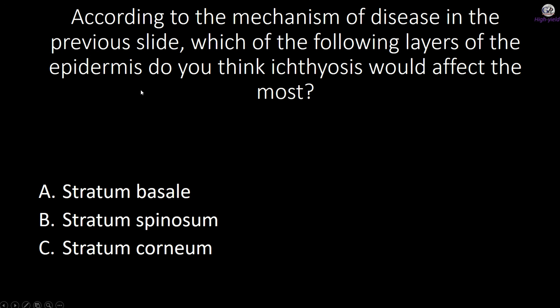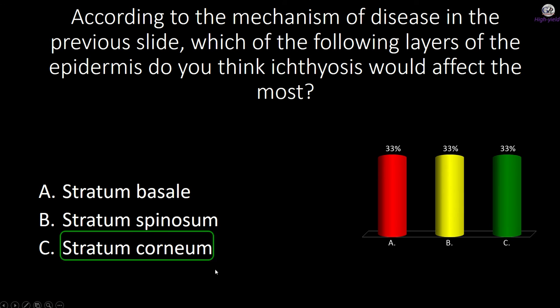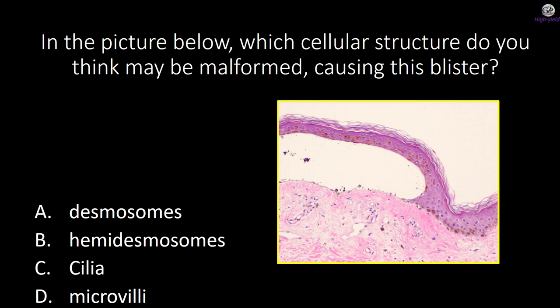So according to this mechanism of disease in the previous slide, which of the following layers of the epidermis would you think this condition would affect the most? So if we have a lack of hydration and we have hyperkeratinization, which of these layers? And I'm going to go with stratum corneum because that's going to be the layer that has the most keratinized cells. And so that is going to be the layer that's going to build up in a pathologic sense.